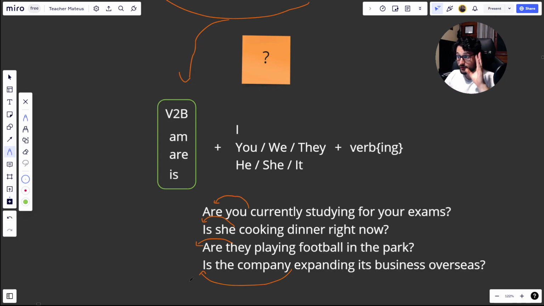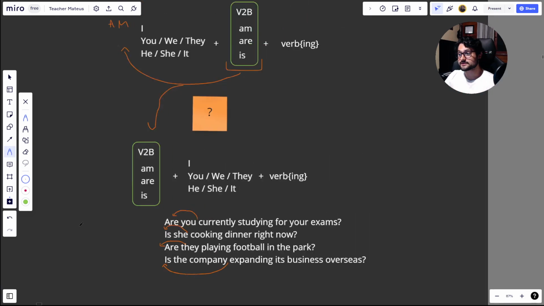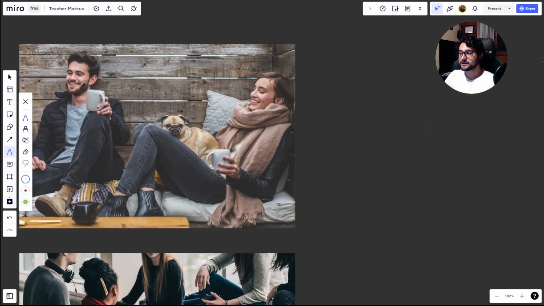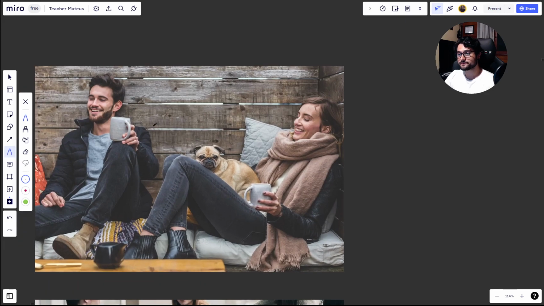Okay, guys, hope you have understood that and you are more familiar with the present continuous. And now it is the time for us to practice with some examples and some exercises. I separated here, guys, three images. Let's identify this first image. Pause the video and try to describe, speaking or writing, what these people are doing, what is going on in this image. Pause the video and with your ideas, try to explain what they are doing.